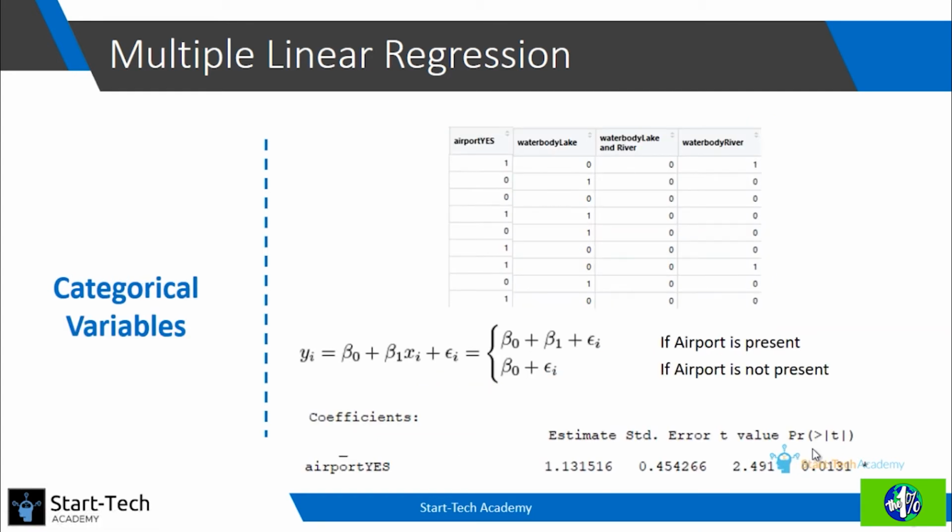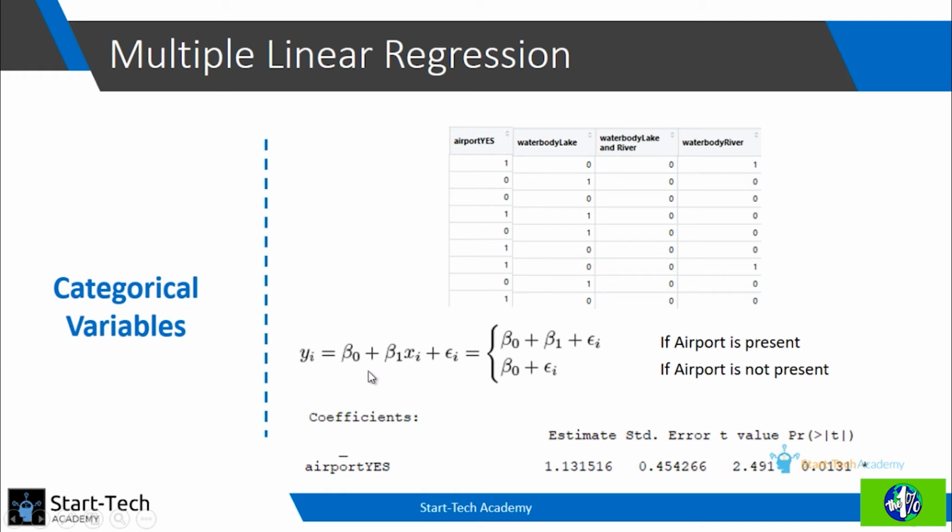In this video, we will discuss the results we received for the categorical variables. If you remember, there were two categorical variables in our dataset. One was airport, with values yes and no, which we converted into a corresponding dummy variable called airport yes with values 1 and 0. The second categorical variable was water body, which had 4 categories, and we made 3 dummy variables with values 0 and 1 to correspond to this variable. Let us see what our model has to say about these variables.